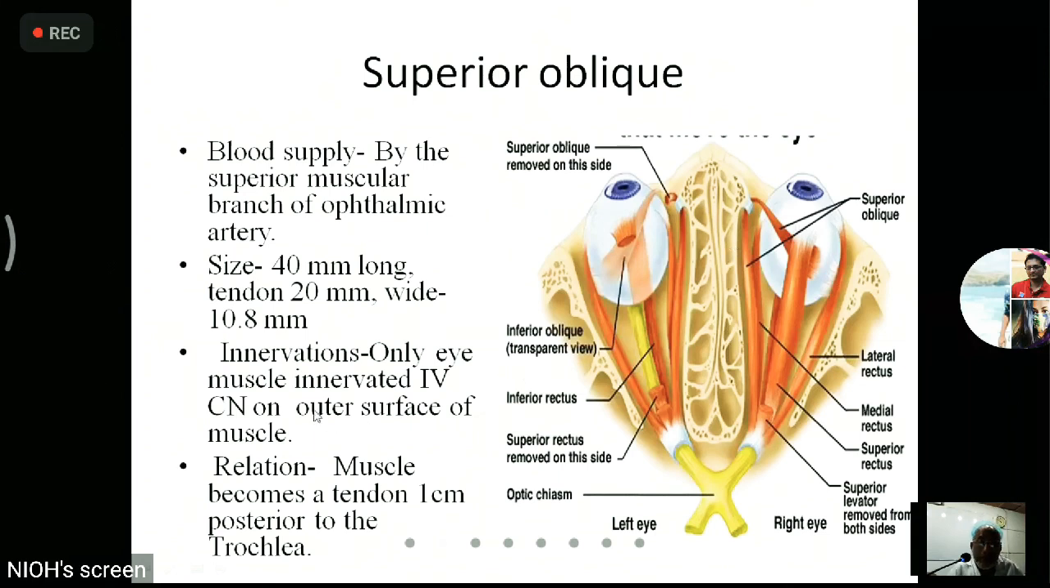The muscle becomes a tendon 1 centimeter posterior to the trochlea. Okay, so what we said is below the trochlea, that is 1 centimeter, 10 millimeters.